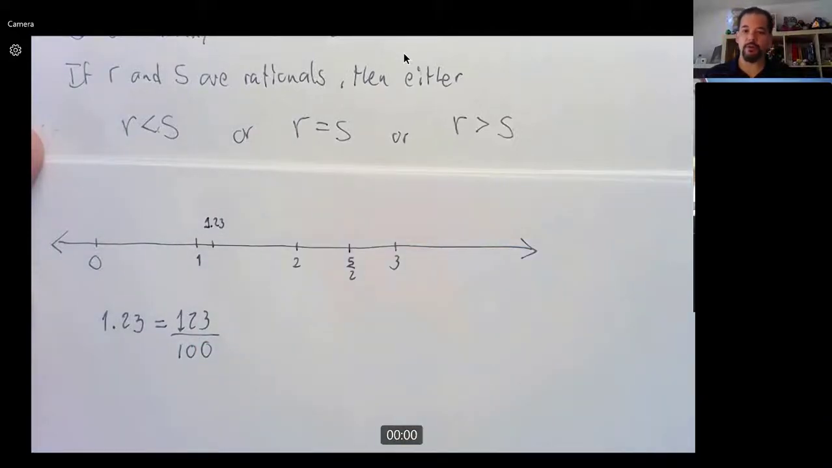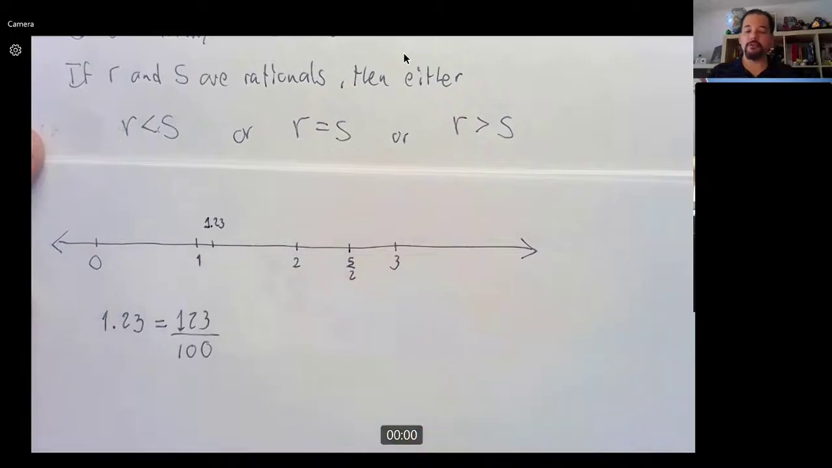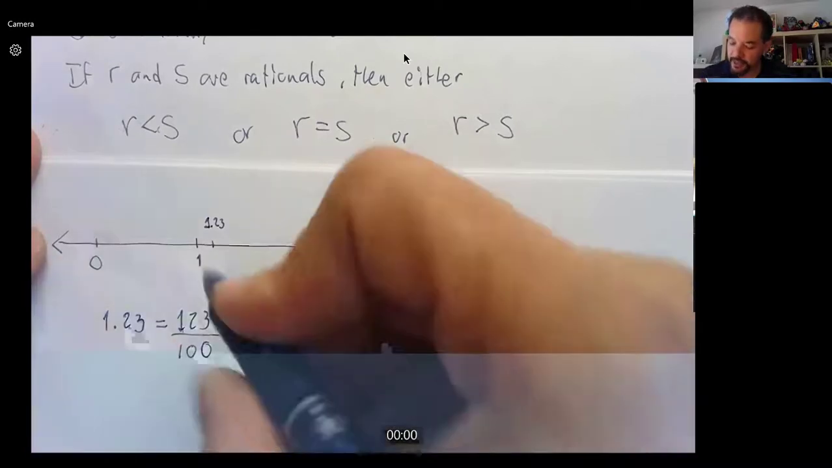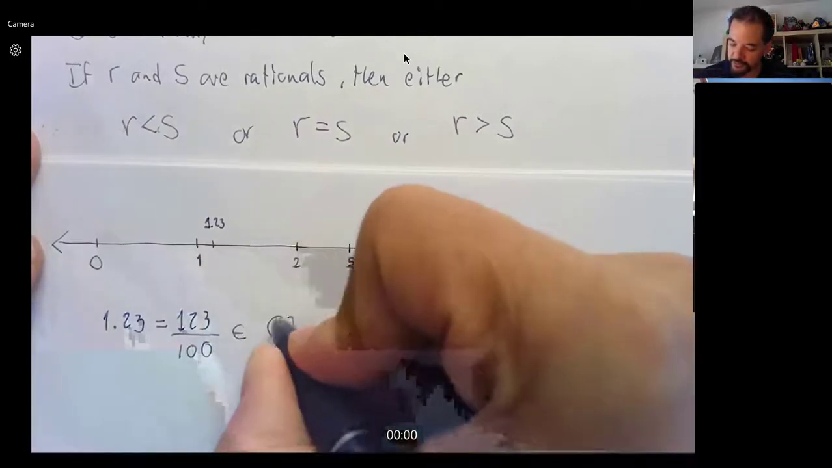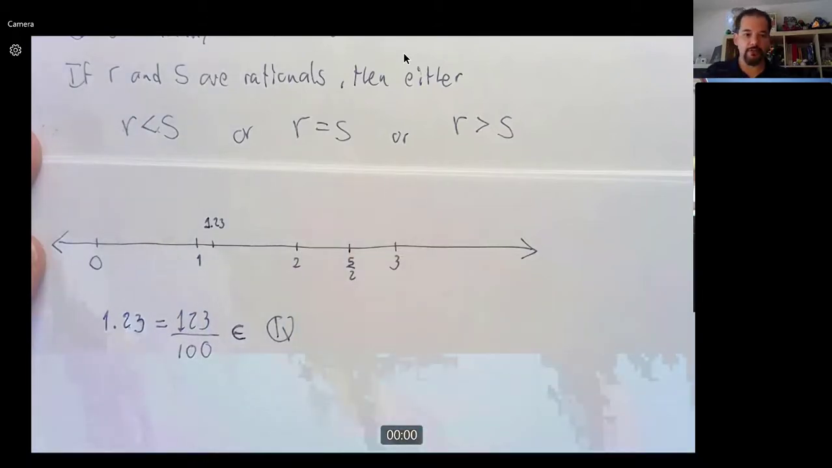Right? And it works, even if it's not simplified. In this case, I think it is. But even if it wasn't in simplified form, that's a quotient of two integers, right? So which makes this a rational number. It belongs to the rational numbers. We'll talk more about what this terminology means very soon.